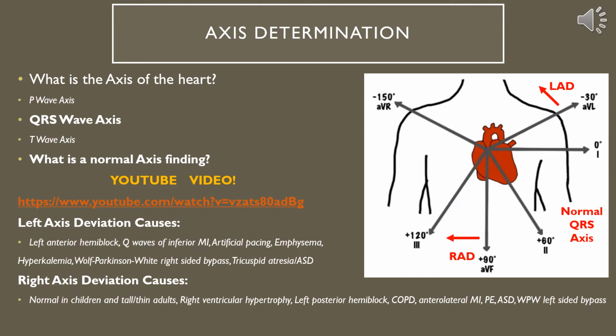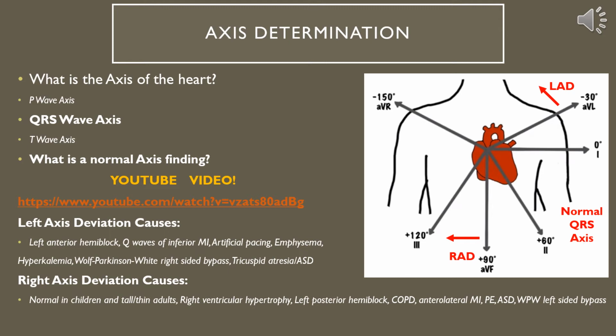When you have left axis deviation, you're going to have overall electrical flow that is past that -30, and for right axis deviation, you're going to have an overall electrical flow that is outside of that positive 90 degree AVF.